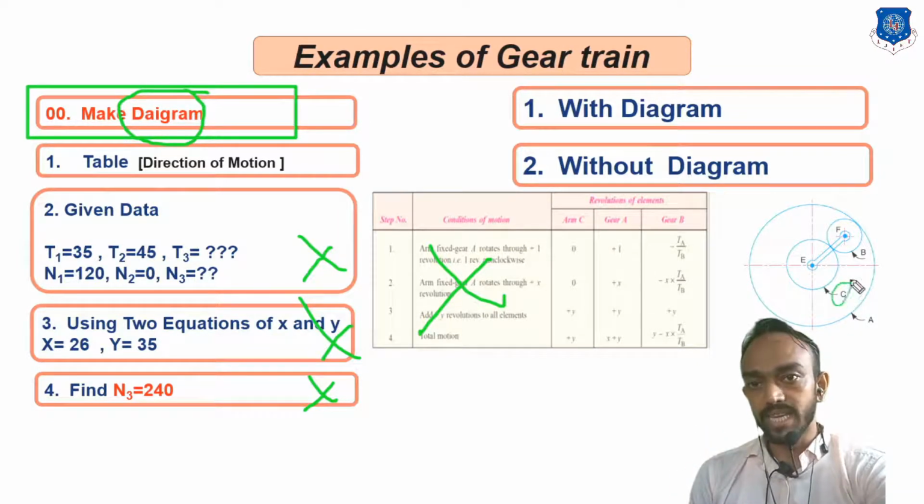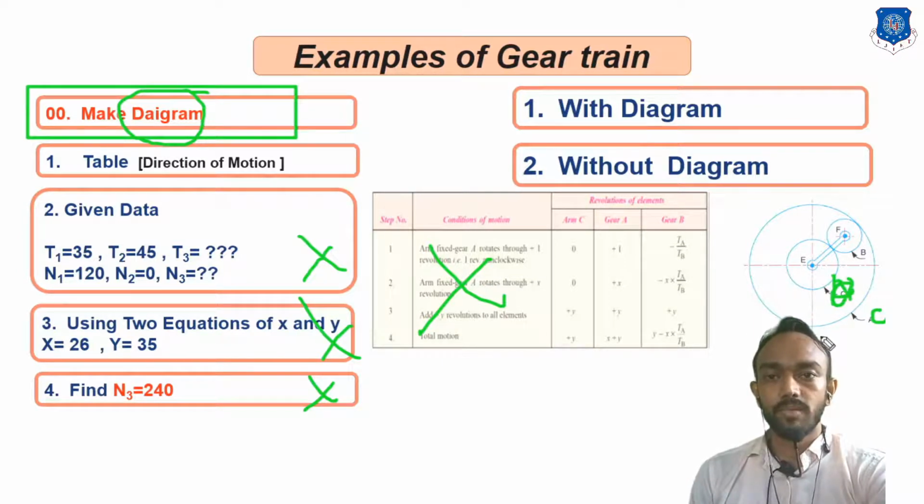If I put this C gear outside and A gear inside, and find the RPM of C at the end, it will be completely wrong.